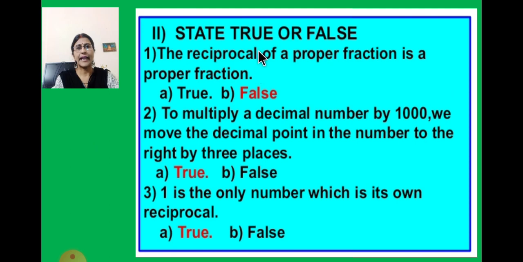Now next type of question will be state true or false. The reciprocal of a proper fraction is a proper fraction, true or false. So you can think of a proper fraction in your mind and find out the reciprocal of this fraction. Suppose I take 3 upon 5. If I find out the reciprocal, it will be 5 upon 3.